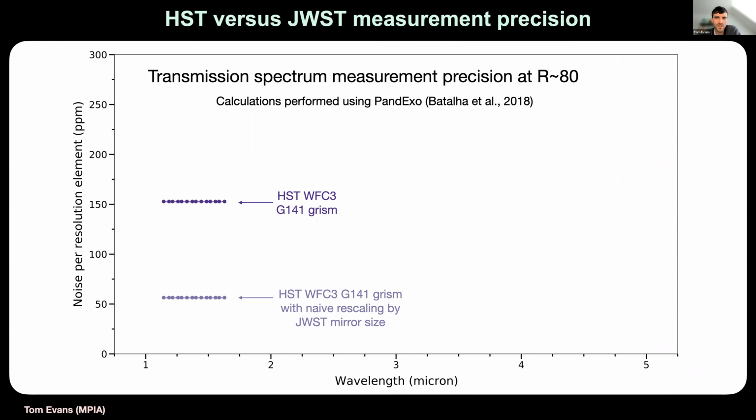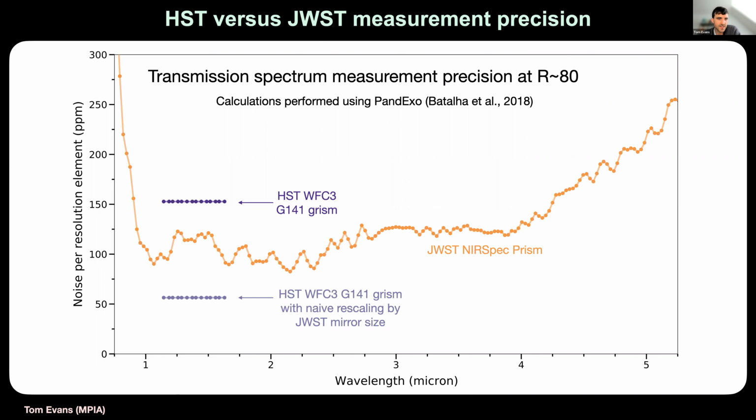So that's a pretty naive calculation. What do we actually expect the instrument noise to be for NIRSpec prism observing a TRAPPIST-1e transit? And that's what this orange line is showing here, binned to the same spectral resolving power. Per resolution element, the noise isn't reduced by as much as a naive scaling by the mirror diameter might lead us to believe from the HST precisions.